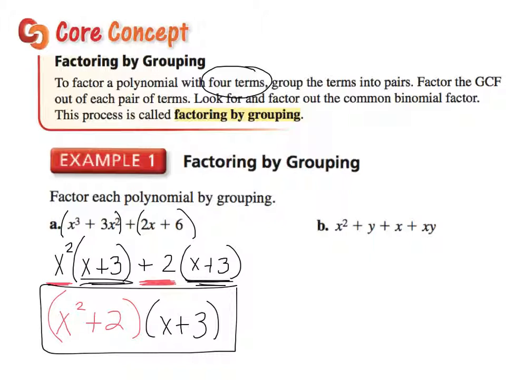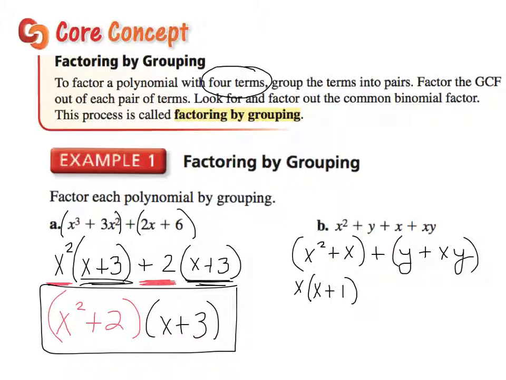Look at B. B, I want to factor by grouping. So if we look at the first 2, x squared plus y, there's nothing in common there. But x and x squared would have something in common. So I'm just going to regroup them. Now I'm going to group them, put them in parentheses, and I'm going to factor out a GCF. So in the first set, I would take out an x, and that would leave me x plus 1. Plus, and then I take out a y, and that leaves me 1 plus x.